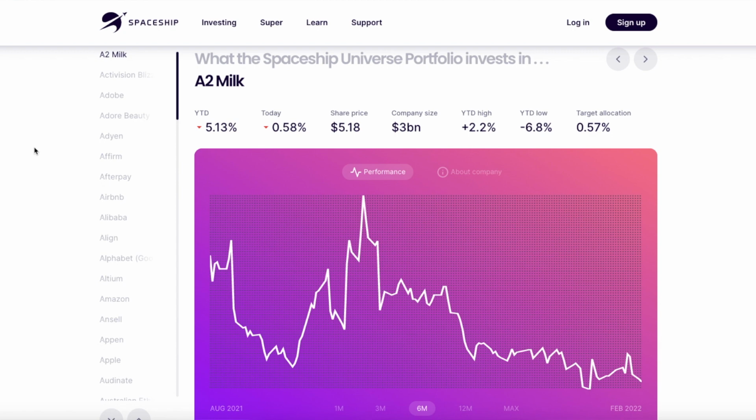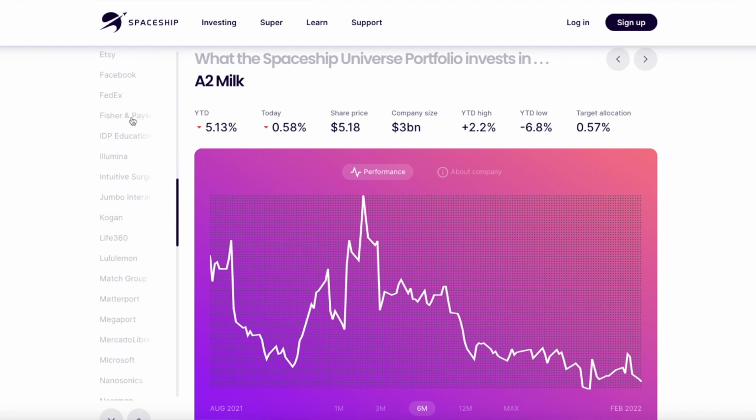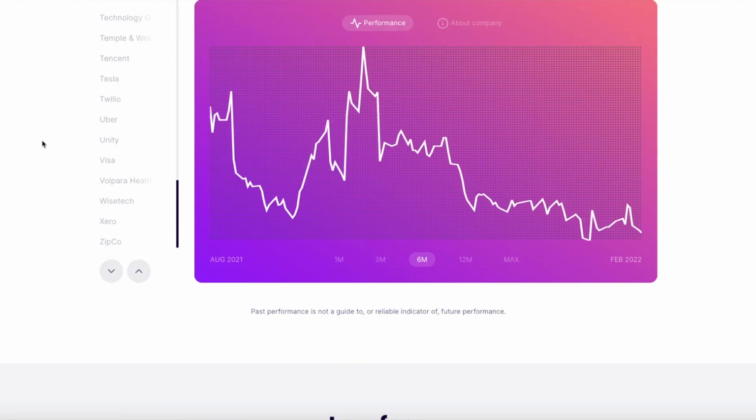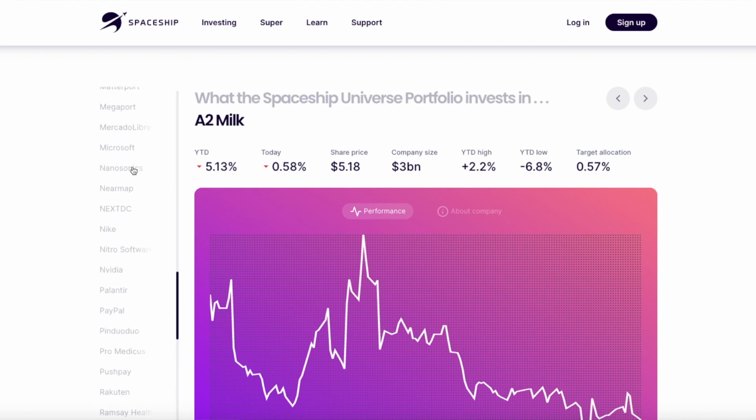Now I will use one of the portfolios as an example and show you on the website what it looks like. For the Spaceship Universe portfolio, when you log on to the portal, you will be able to see all of the companies that they invested in. Say for example, A2 Milk, Adobe, Affirm, Alibaba, Appen, Cleanaway, CSL, etc. And then it will show you individual stocks. Say for example, for Nike, it will tell you year to date it's 14% down.